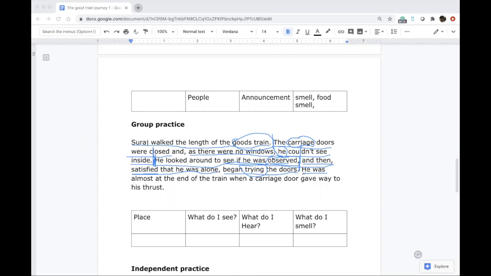Karthik, can you read the next sentence starting here? Yes, sir. He was almost at the end of the train when a carriage door gave way to his thrust. Yes. Again, this is the last sentence. So we can break it down into small parts and then try to read the meaning. He was almost at the end of the train. Okay, what does that mean?